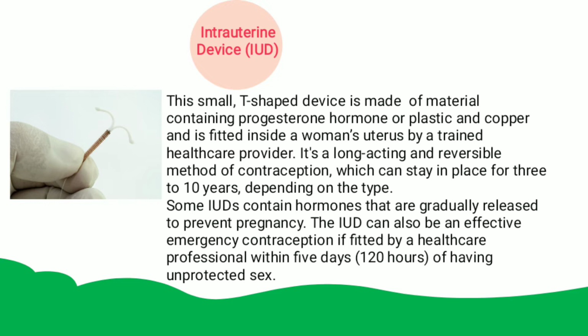Some IUDs contain hormones that are gradually released to prevent pregnancies. The IUD can also be an effective emergency contraception if fitted by a healthcare professional within 5 days, which is 120 hours of having unexpected sex.